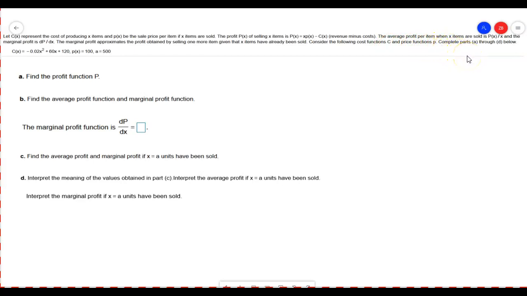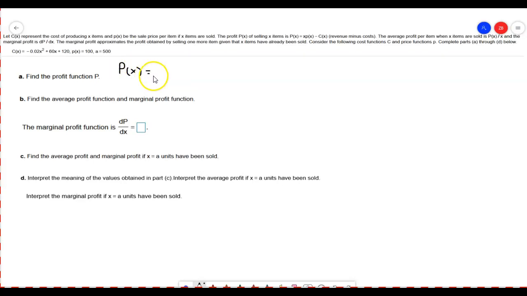All right, consider the following cost function C and price function p. Complete the parts A through D below. So the first thing it says, find the profit function. So the profit function up here is defined as, make sure I'm in my pen, it says that we define the profit function like this.